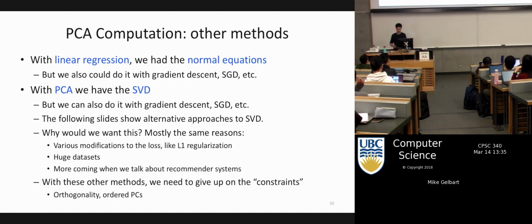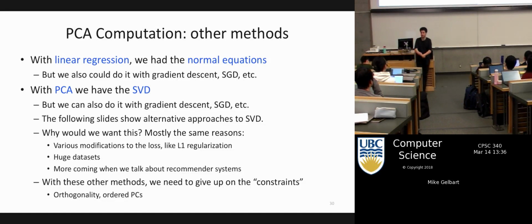So with PCA, it's basically the exact same story. We have this wonderful thing, but we may throw it away sometimes and just go back to good old gradient descent or SGD or whatever.